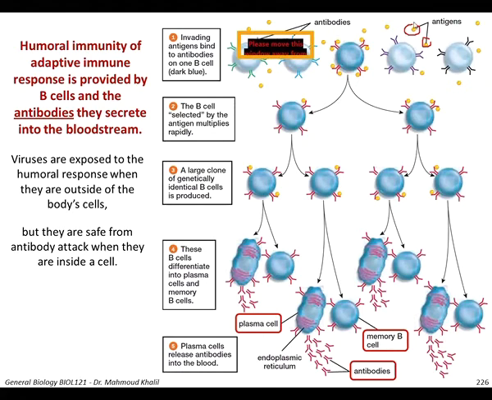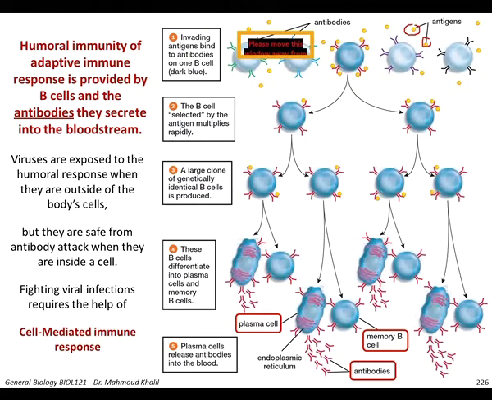So here we described how the humoral adaptive response is produced. Once the virus is inside the blood, it will be attacked by the humoral response through the antibody. But if the virus succeeds in getting internalized inside the cell, the second arm starts to work, which is the cell-mediated adaptive response, as we'll see later. So fighting the viral infection requires the help, as we said, of the cell-mediated immune response.